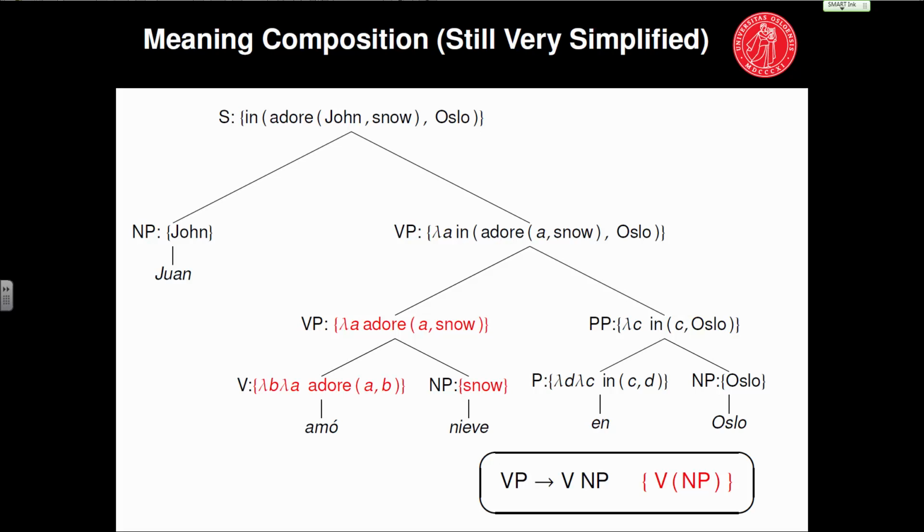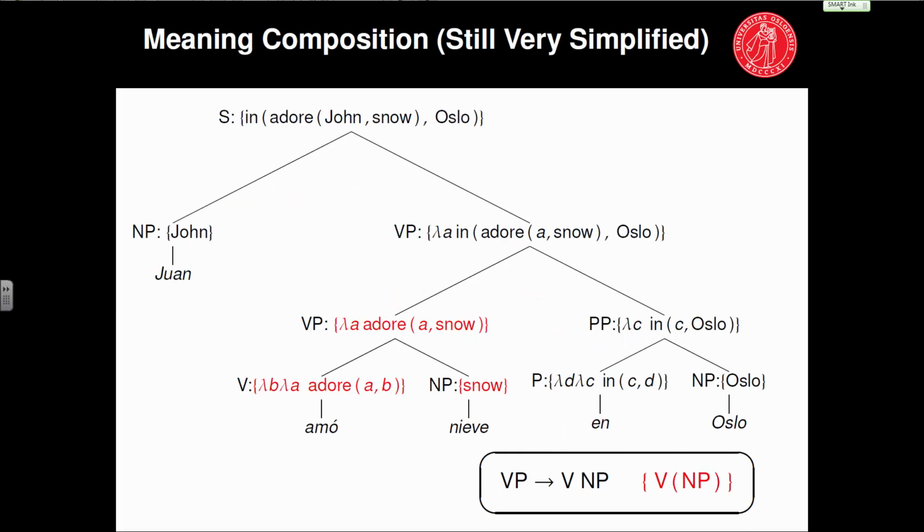So the V is here. That is a function. It has a lambda B, lambda A. It's looking for two arguments, actually. I give it one. That one argument goes into the first argument slot. So that's the B here. So snow enters this second position here in the adore relation. What remains is a function that's looking for one more argument. So I actually do partial stepwise function application here. I have a function that needs two arguments, I give it one, I'm left with a function that needs one more argument, and the one thing I've given it is in that slot where the original argument put it.